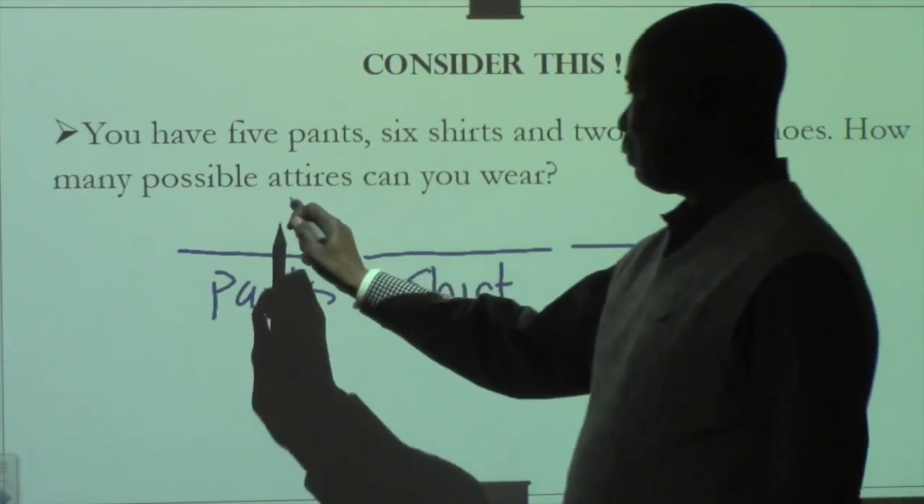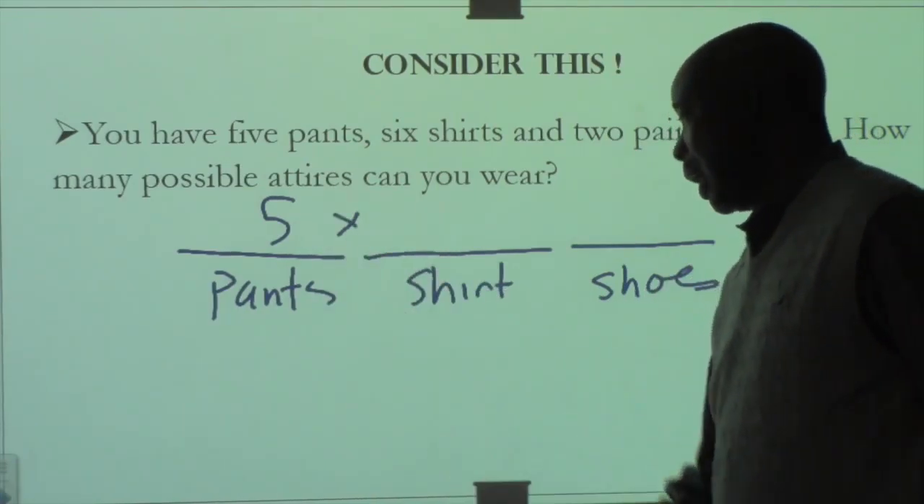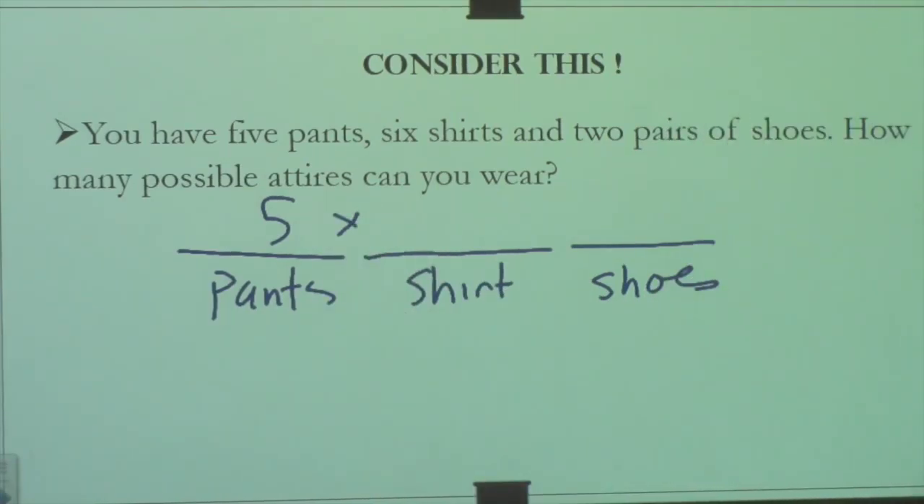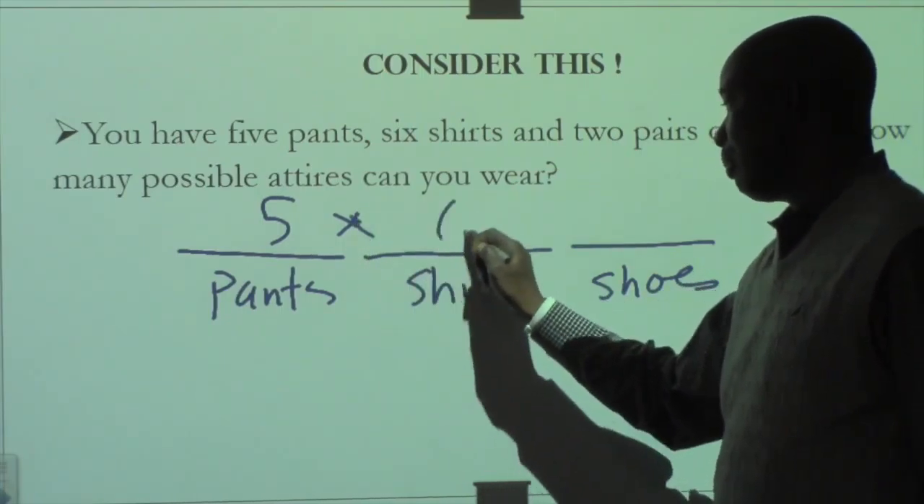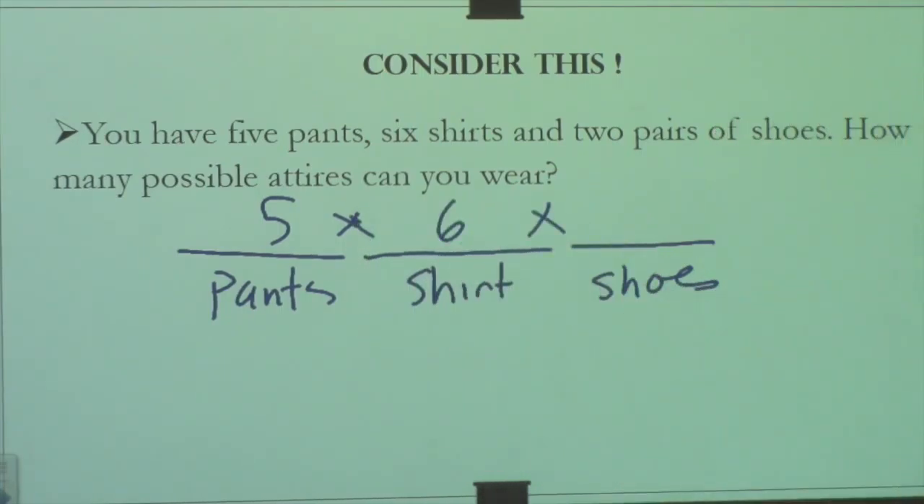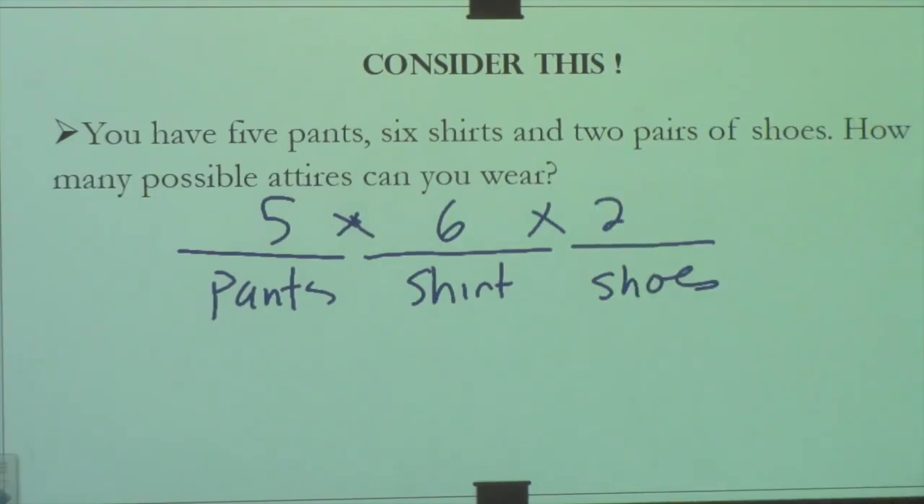5. So there are 5 ways you could perform the task of wearing the pens. How many shirts do you have? 6. So there are 6 ways that particular task of wearing your shirt will be performed. And you have 2 pairs of what? Shoes. So the total number of attires you could possibly wear would be 5 times 6, 30, times 2, which is 60. So this is a typical application of the counting principle, the multiplication counting principle.